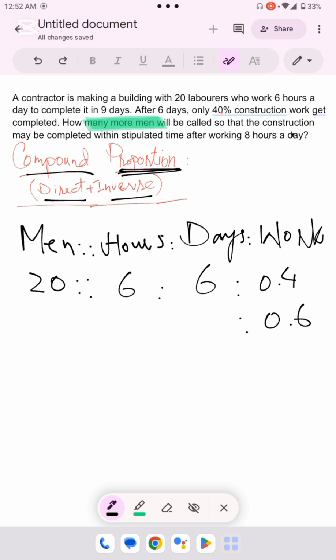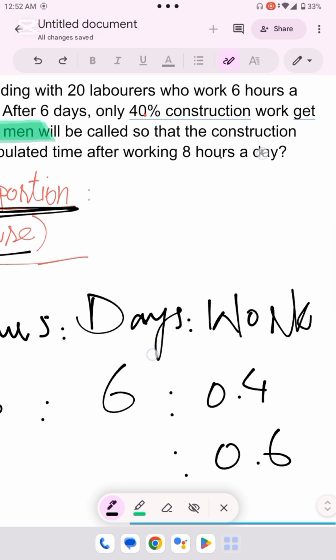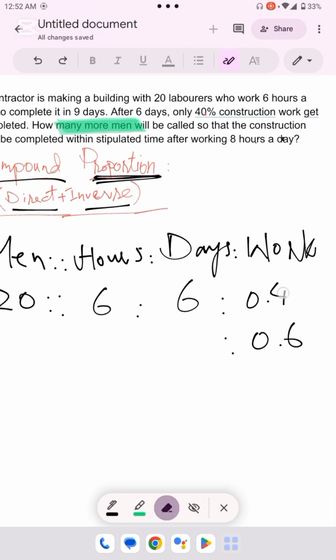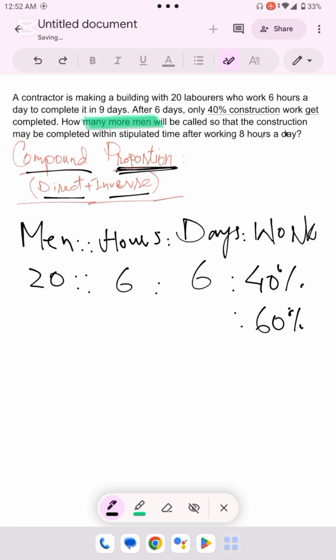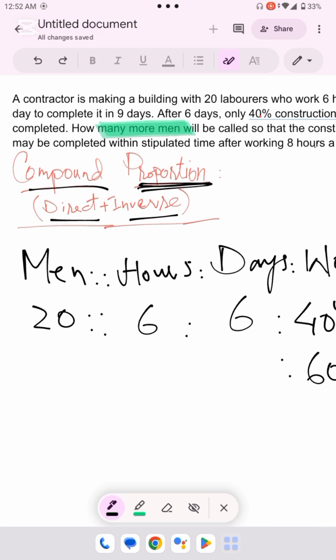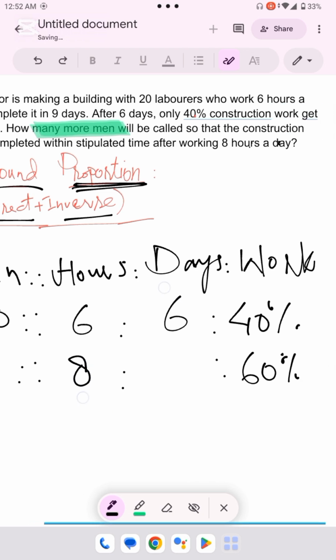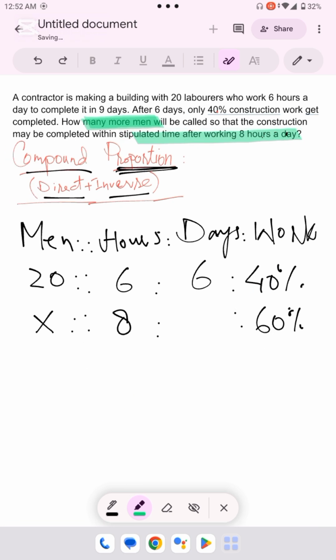All right. How many more men will be called so that the construction may be completed within the stipulated time? Or if you get confused with it, you can also change it to 40% and 60%. There is no hard and fast rule to do the same thing that I did. You can also change it accordingly. There is no problem. 40% and 60% needs to be completed with how many men we don't know. So how many hours are there? Yes, we have 8 hours. If you have a look over there, they are working 8 hours a day.